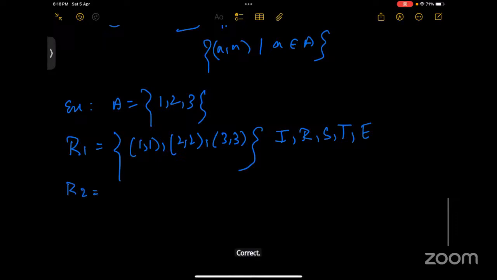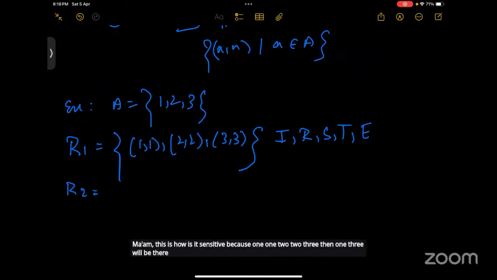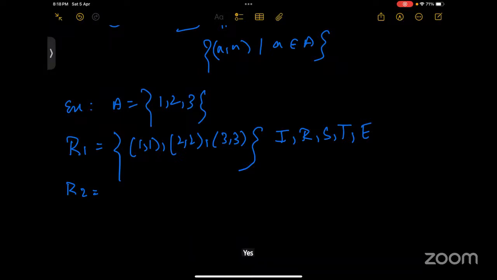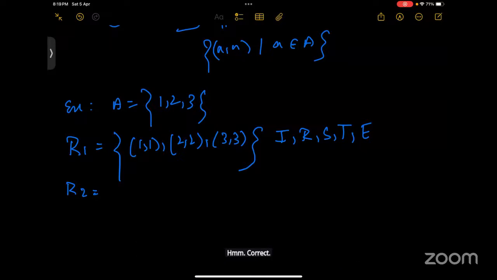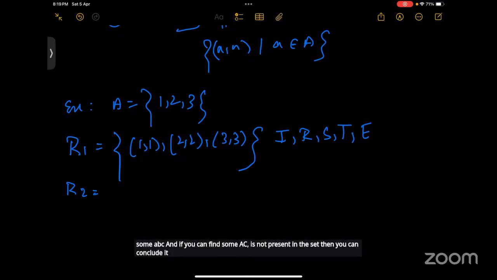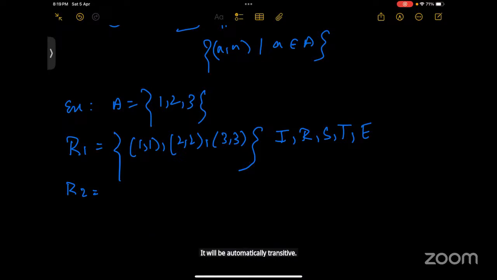Ma'am, how is this transitive? Because (1, 2), (2, 3), then (1, 3) will be there, right? Yes, but here we don't have any (a, b), (b, c) pattern, right? Oh, even if it is not there, we should consider that as transitive. Yes. If there is some (a, b), (b, c) and you can find some (a, c) is not present in the set, then you can conclude it is not transitive. But if there is no such pattern in the set, it will be automatically transitive. Okay. Thank you.